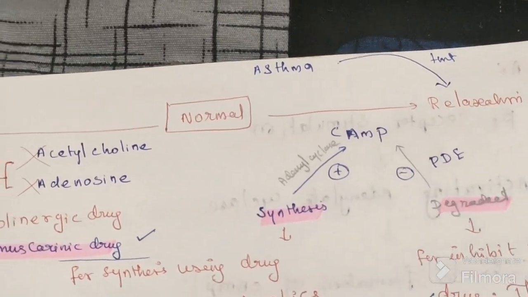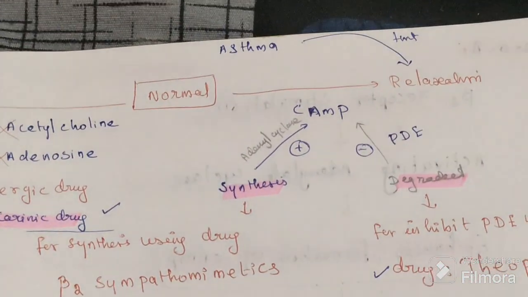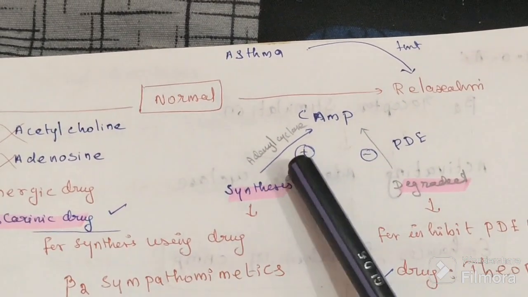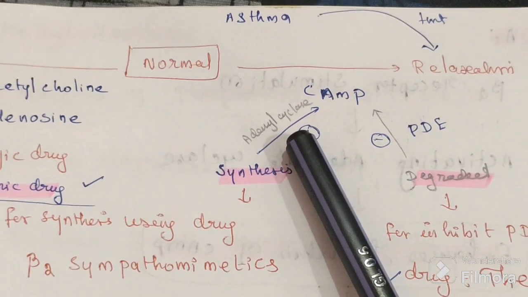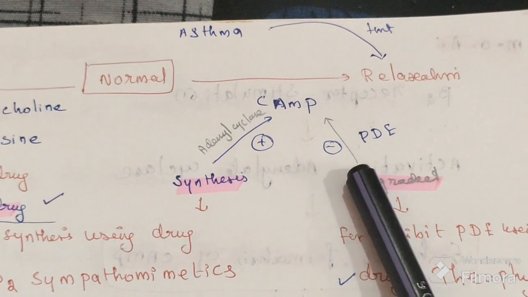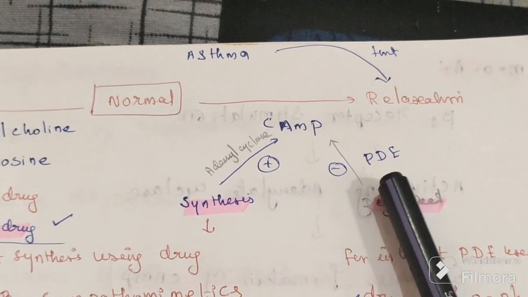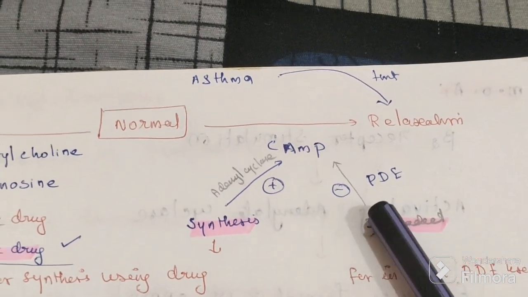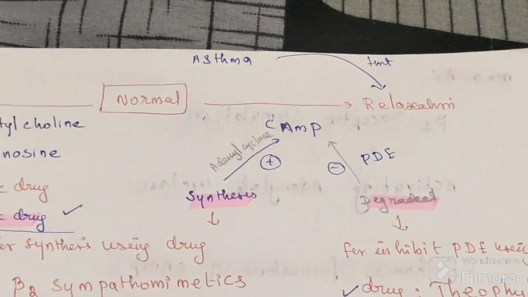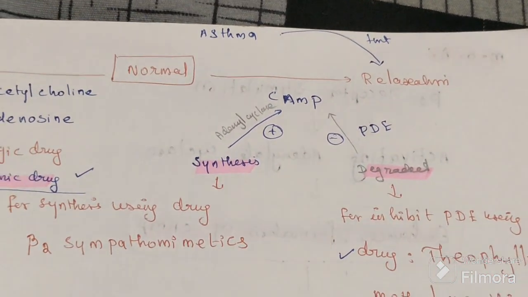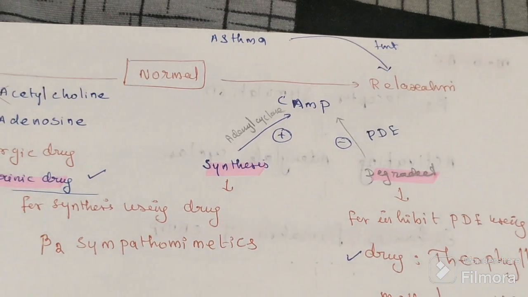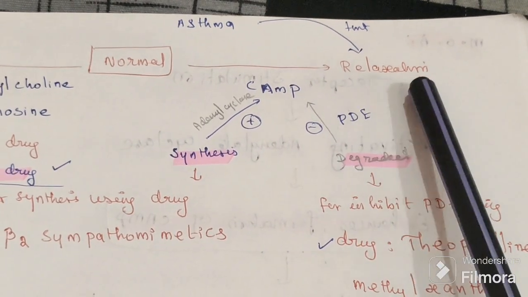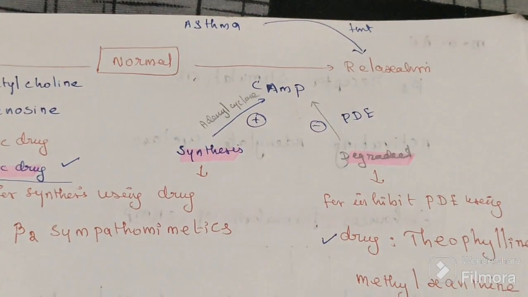Now cyclic AMP is synthesized by adenyl cyclase. It is degraded by another enzyme, phosphodiesterase. Synthesized by adenyl cyclase, degraded by phosphodiesterase. Now in asthma, to treat the patient with asthma we want more relaxation. So in an asthma patient, we need more relaxation.